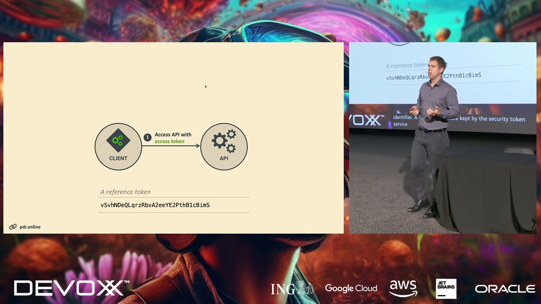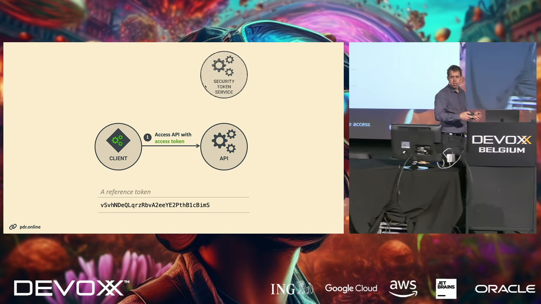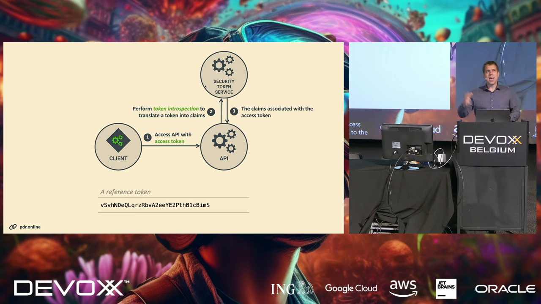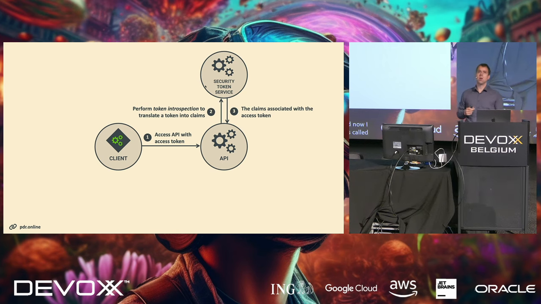That's all it is. And it basically means that the access token is just a placeholder and that the API has to go back to the STS and be like, hey, I got this token from the client. What does that mean? And the STS will look it up in its database like, oh yeah, this ID or this reference, I stored this state with that, and it returns a bunch of claims to the API saying like, oh yeah, this token means this, this, this, and this. And the API is like, excellent. That means something to me, and now I can make my authorization decision. And this process is called token introspection.